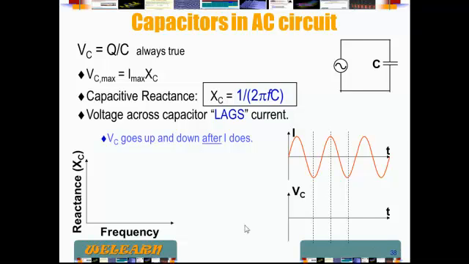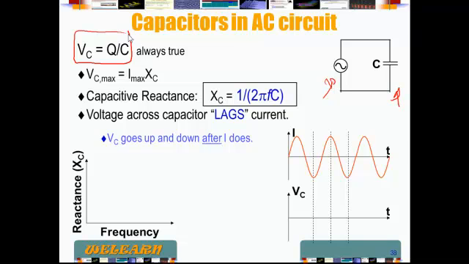Now consider a capacitor in an AC circuit. In this case, it's not Ohm's law that's always true. It is this relationship between the voltage and the charge and the capacitance in a capacitor. Vc is equal to Q over C.